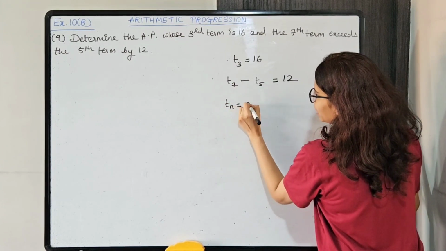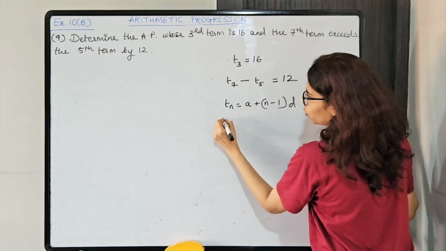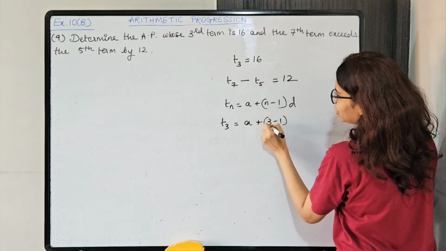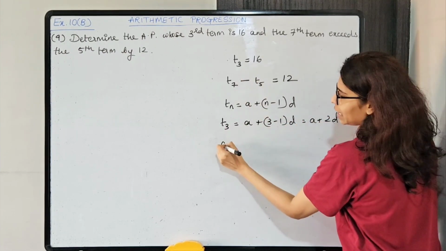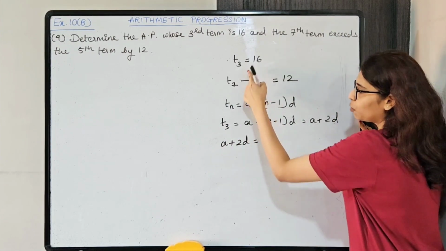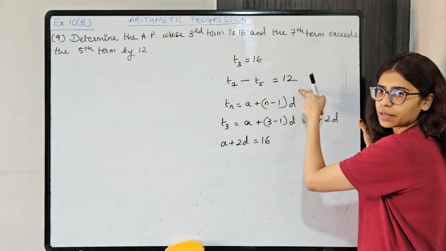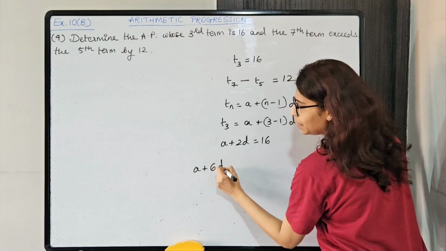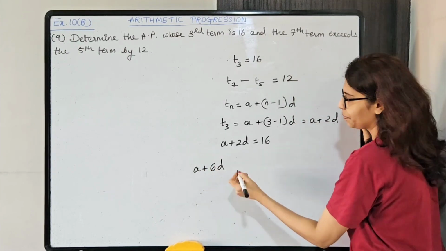Tn is A plus n minus 1 D. So T3 will be A plus 3 minus 1 D, that is A plus 2D हो जाएगा. Okay, so I can say A plus 2D is equal to 16. Right, from this I am getting this. यहां पे देखते हैं क्या मिल रहा है. T7 I can write as A plus 6D. Correct. 7 minus 1 D is A plus 6D.